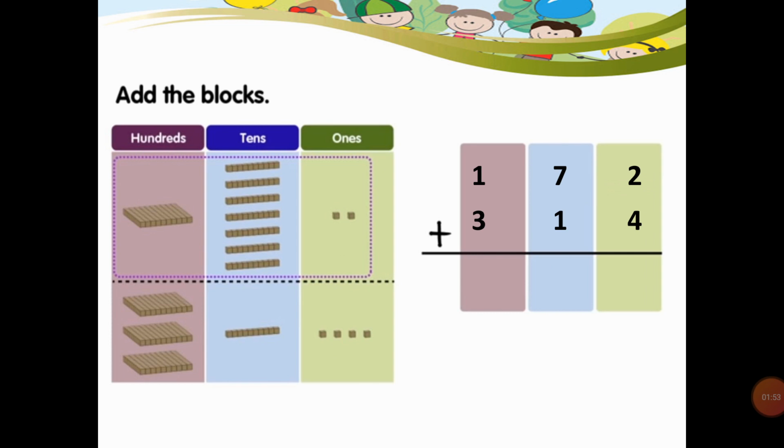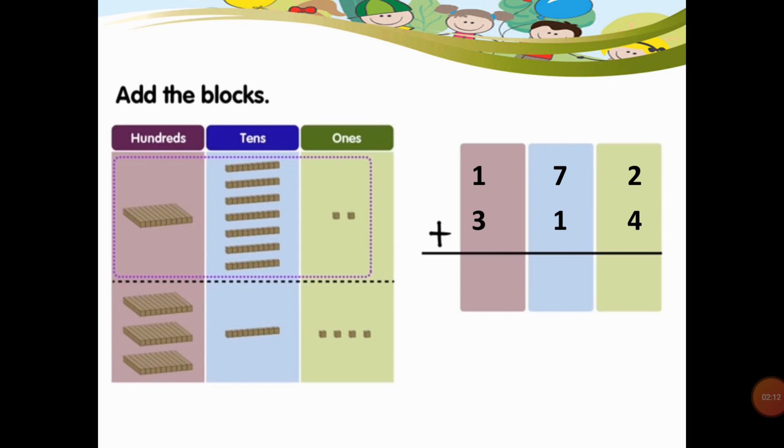Next, we have 3 blocks of hundreds. That means we have 3 hundreds. And we have 1 bar of 10. That means we have 10. So we will write 1 in the tens column. And we have 4 ones, or we have 4 units. So we will write 4 in the units column.